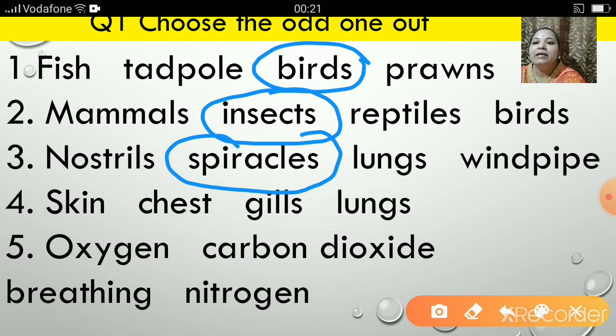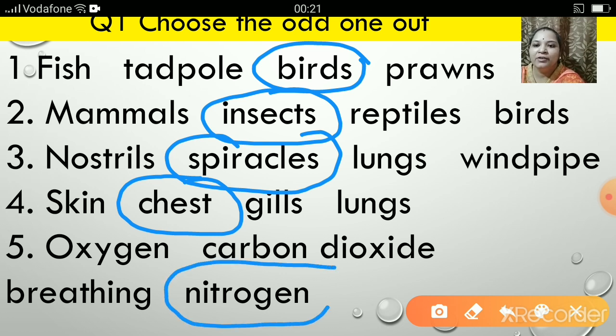Now the next is skin, chest, gills, lungs. So the odd one out is chest, because chest is not a breathing organ, whereas skin, gills and lungs act as breathing organs in various animals. Next is oxygen, carbon dioxide, breathing, nitrogen. So the odd one out is nitrogen.